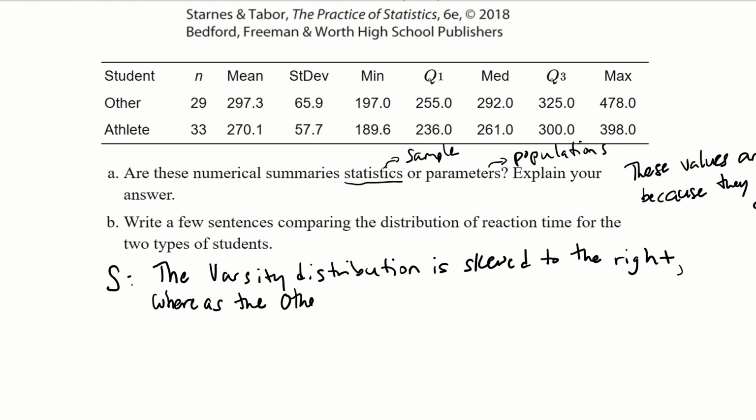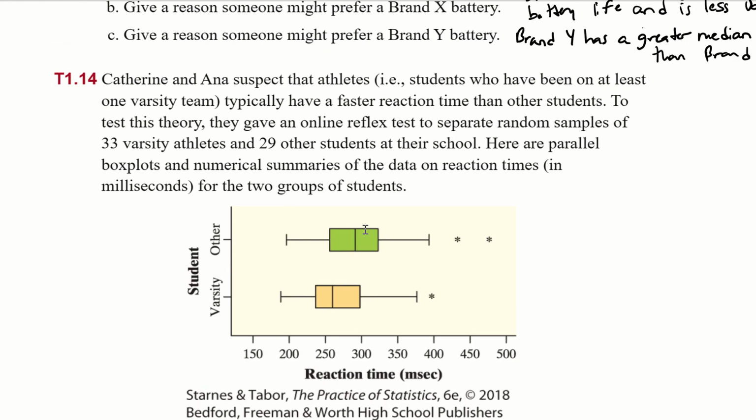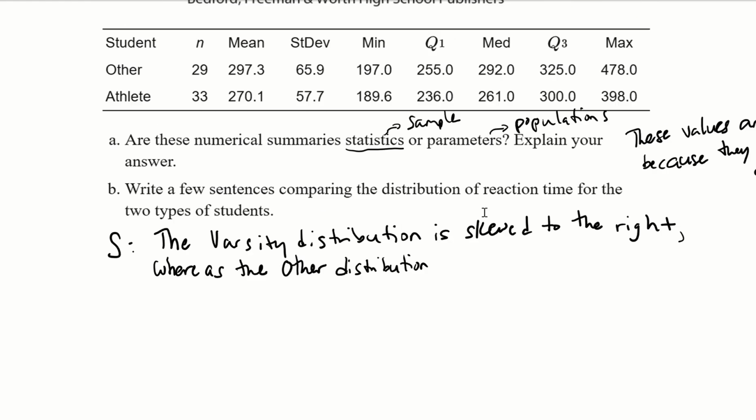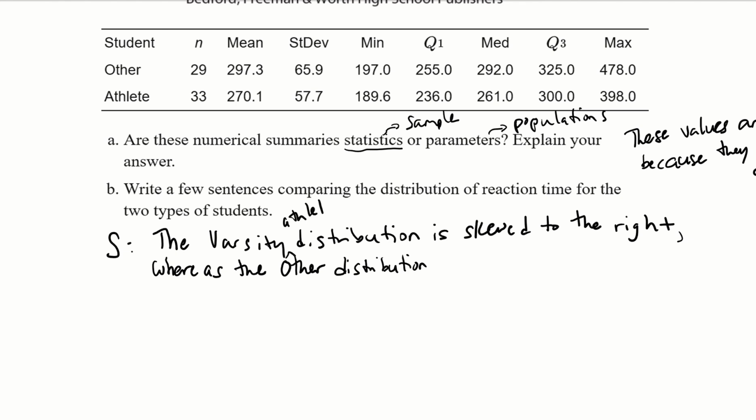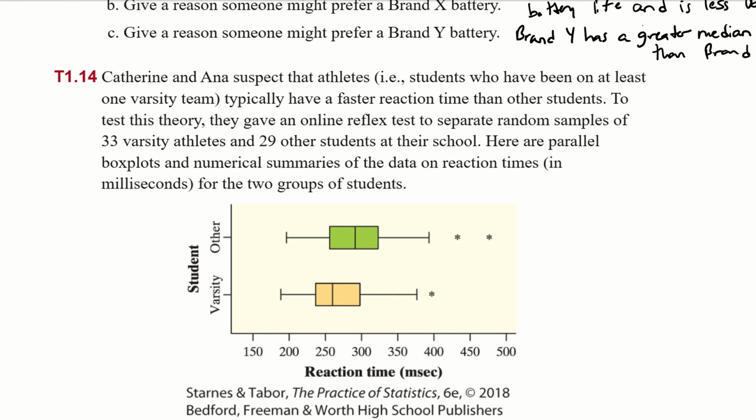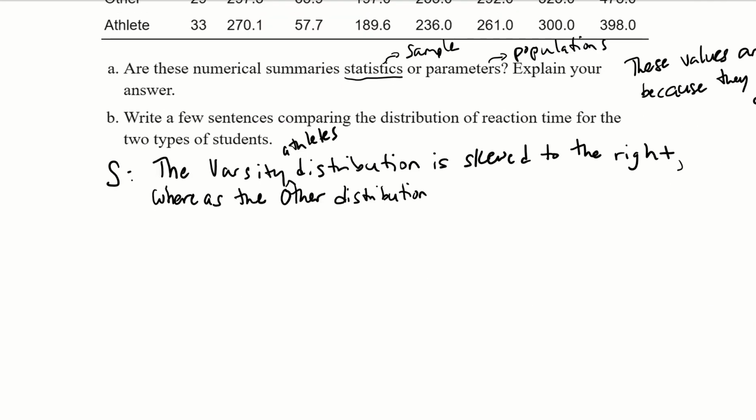Whereas the other, so we also want to talk about the context. So I'm going to mention the context here. So here we have the varsity athletes. I'm going to mention that these are the athletes because you want to be as specific as possible, especially when you're doing the free response. You want to include context and things like that, okay? As well as the distribution of other students. And also the distribution of what, right? So in this case, the distribution is the distribution of reaction time. So we want to be as specific as possible.